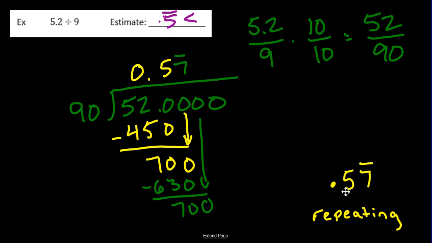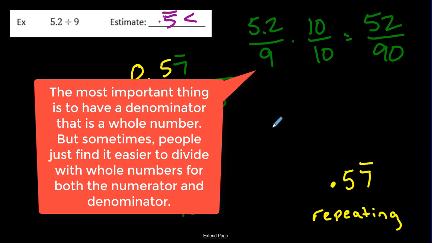Some of you guys might be thinking, but Mr., why can't we just do 5.2 divided by 9? Yes, we could just do 5.2 divided by 9, but a lot of people think that it's going to be easier to use whole numbers. In addition, we can't do it if the denominator or our divisor is a decimal. So we have to make sure our divisor is a whole number.